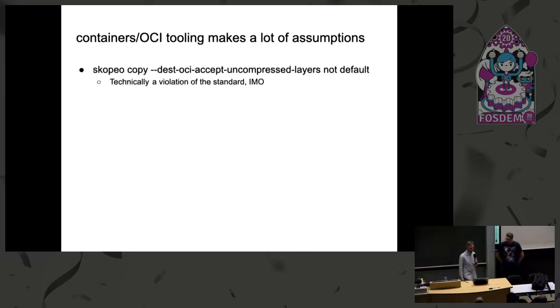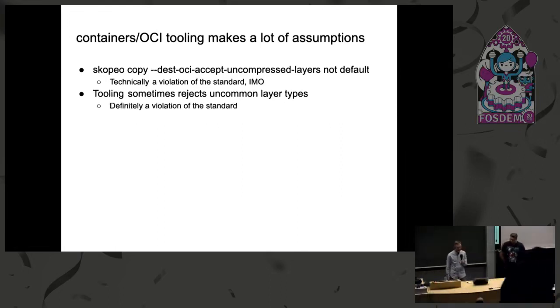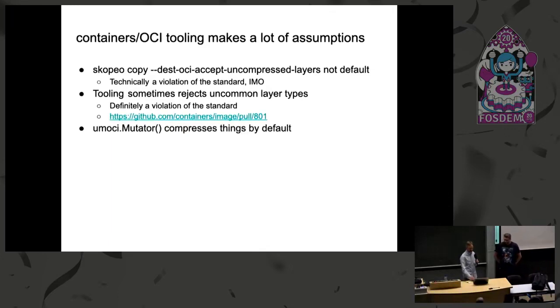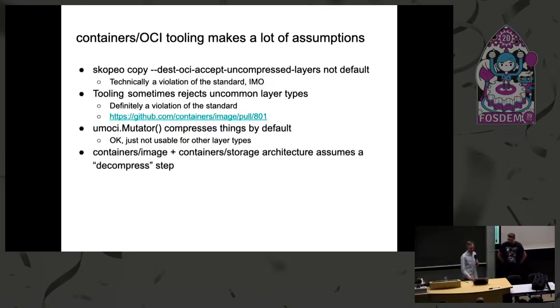So for example, Skopeo is a tool for moving around and inspecting OCI images, both local and remote. And it's assuming that layers are compressed and layers should be compressed, and if by default you use it to ship around OCI images with uncompressed layers, it will helpfully compress them for you, which is not what you want if you're shipping SquashFS layers. Some of the tooling sometimes rejects layer types that aren't common, even though the spec says you should accept unknown layer types. That's being worked on. This is another example. Umoci is another image management tool. It just assumes that things need to be compressed, so they try to be helpful by compressing things by default, which is not what you want.